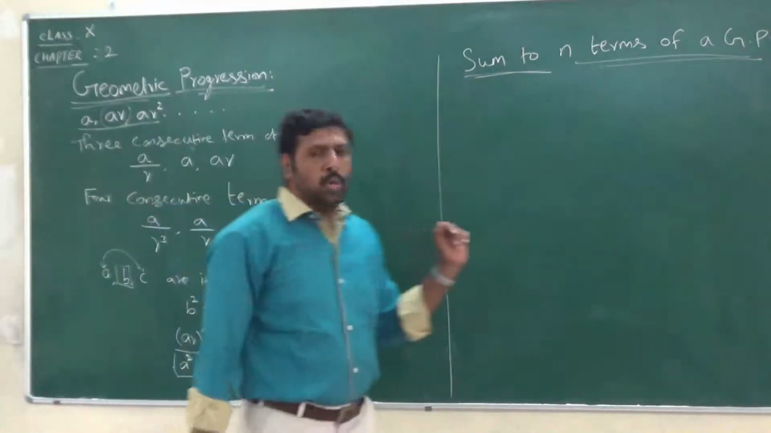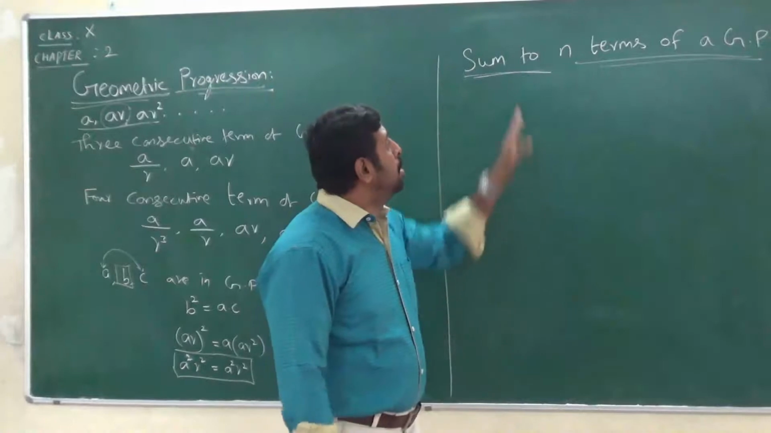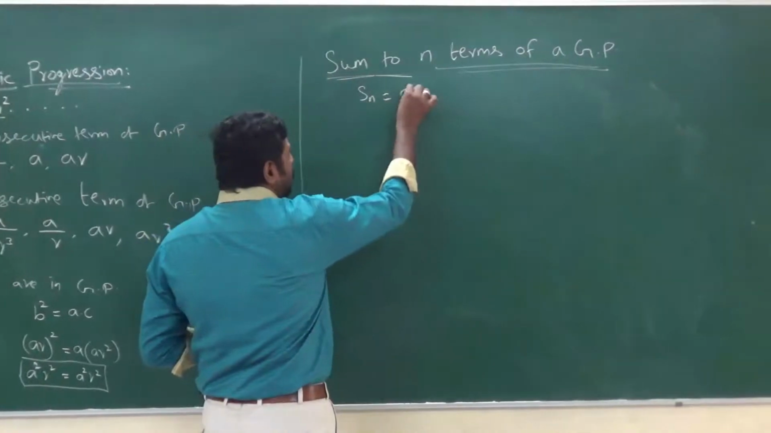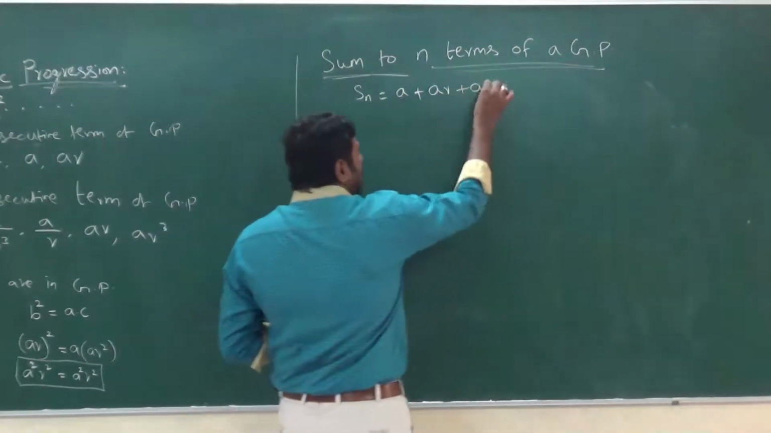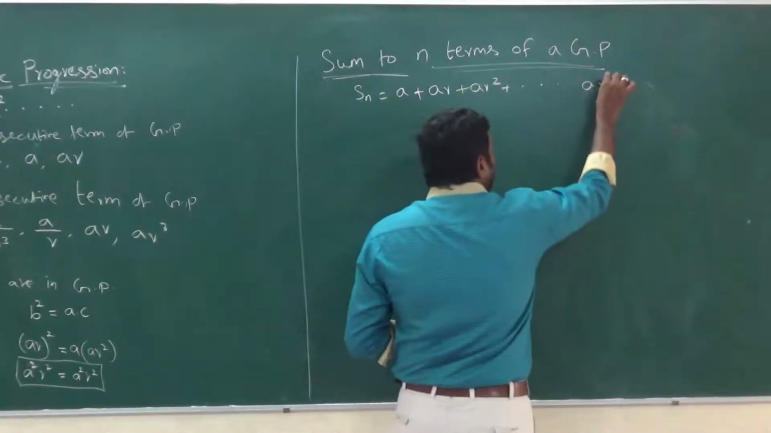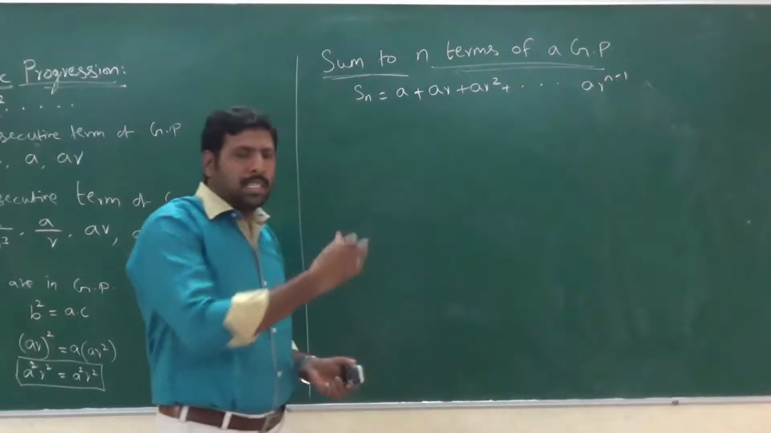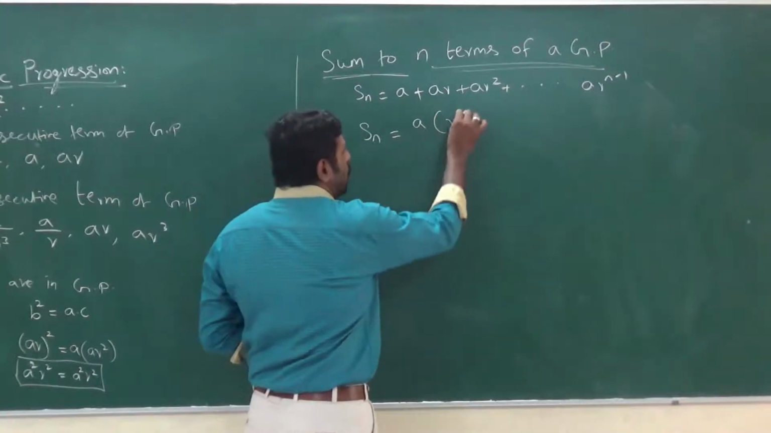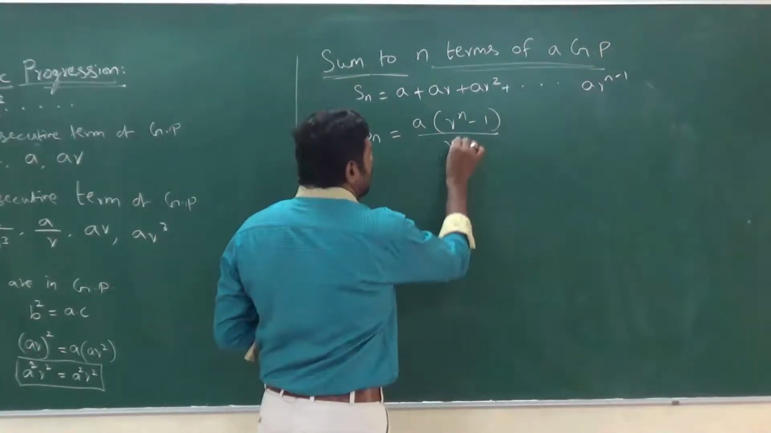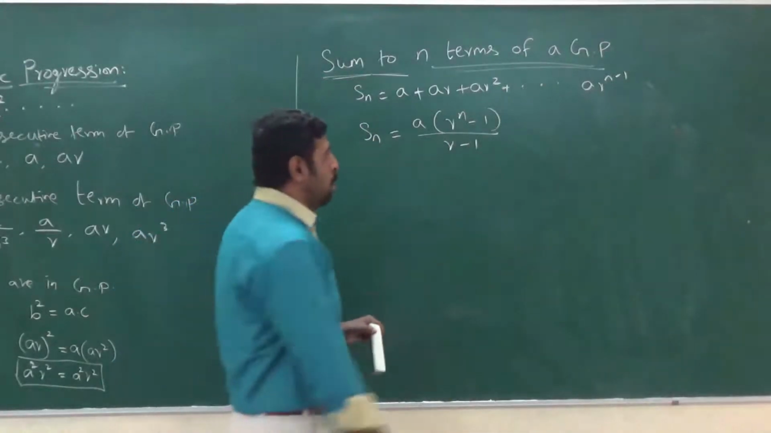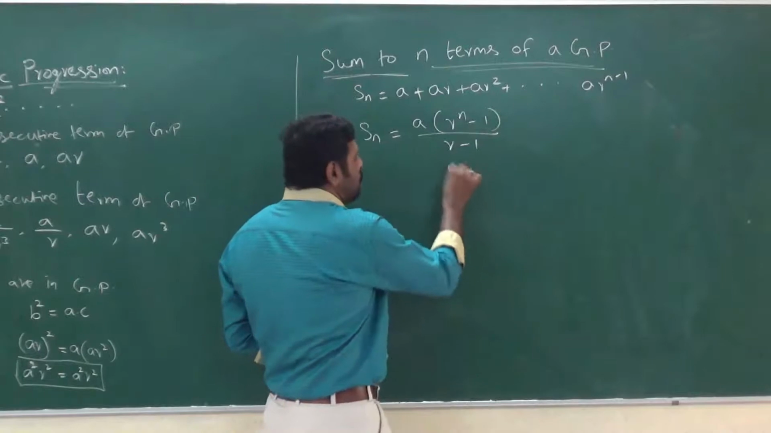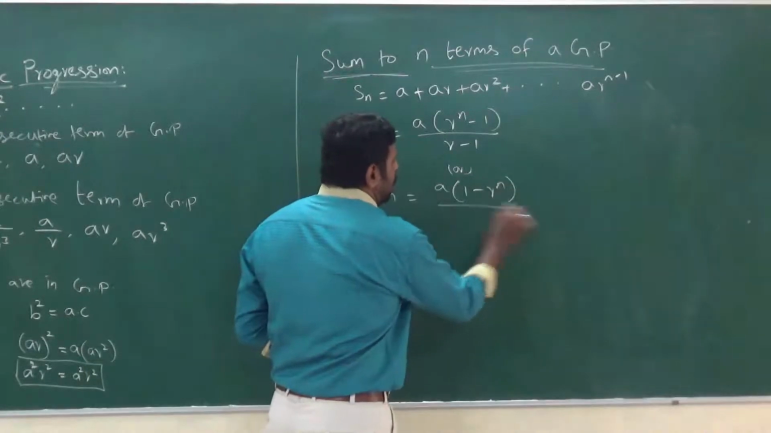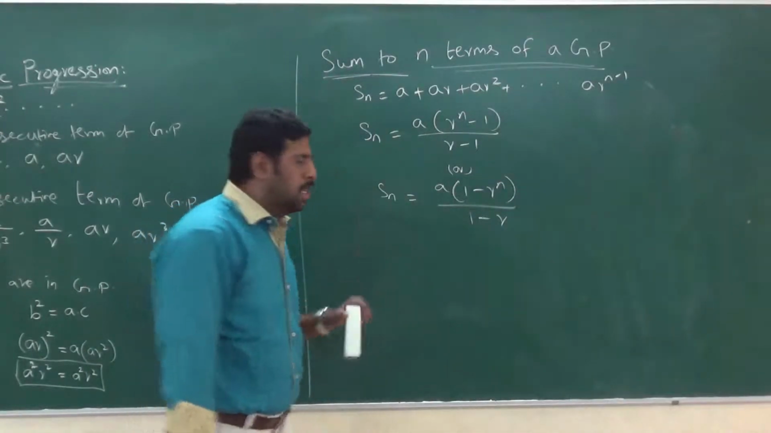Next we see the sum to n terms of a GP. We want to add the terms. Let me take Sn is equal to the first term A, second term AR, up to AR power n minus 1. To add the terms of a GP we have the formula Sn is equal to A into R power n minus 1 divided by R minus 1. This formula can also be used like this: Sn is equal to A into 1 minus R power n divided by 1 minus R. Both are the same.